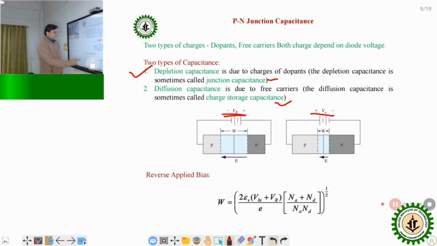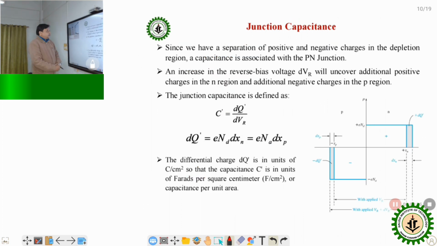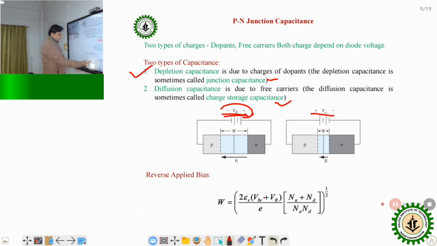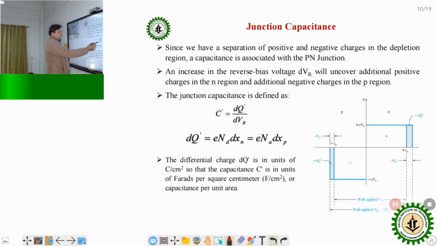If we apply the reverse bias voltage, then the width of the depletion layer is modified, where it depends on VBI plus VR. VR is nothing but the applied reverse voltage. So if we find the capacitance of the junction when we apply the reverse voltage, if we increase or decrease the reverse voltage, then the depletion width also changes, because W is equal to this equation. From here we can find the change of the width, that is dxp on this side and dxn here, due to the change of the applied reverse voltage VR plus dVR.